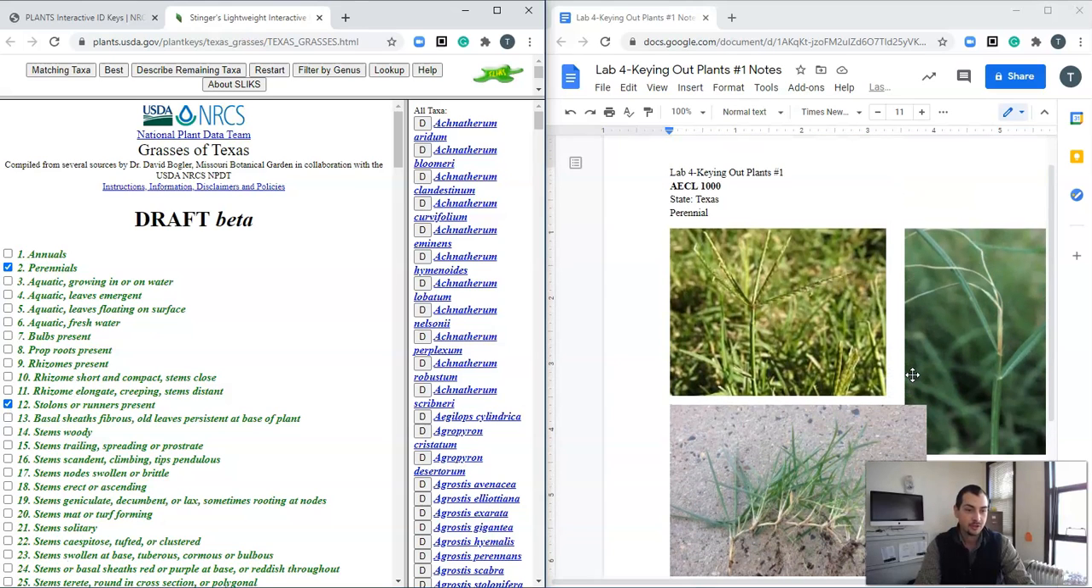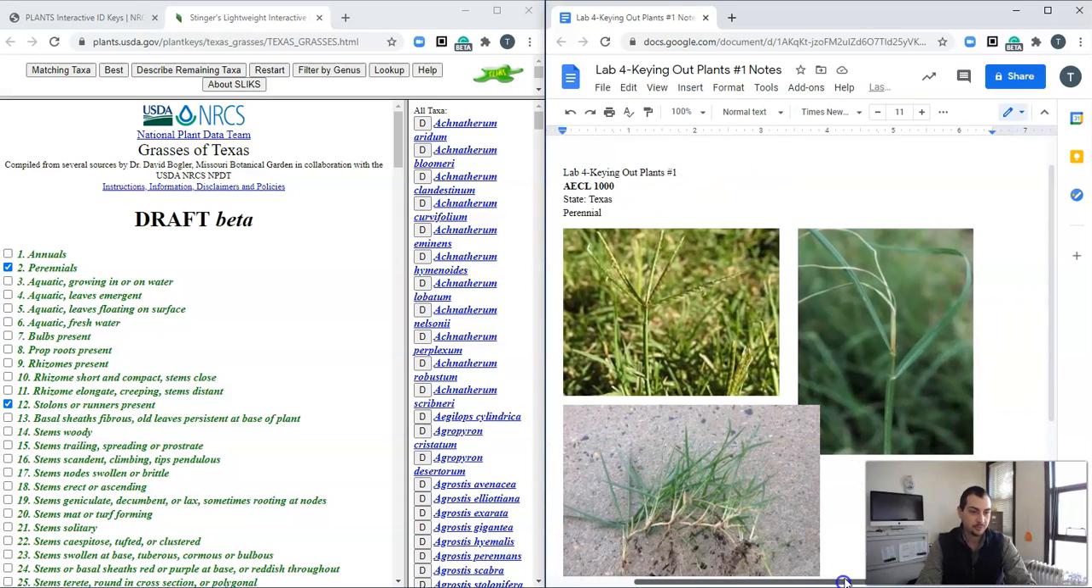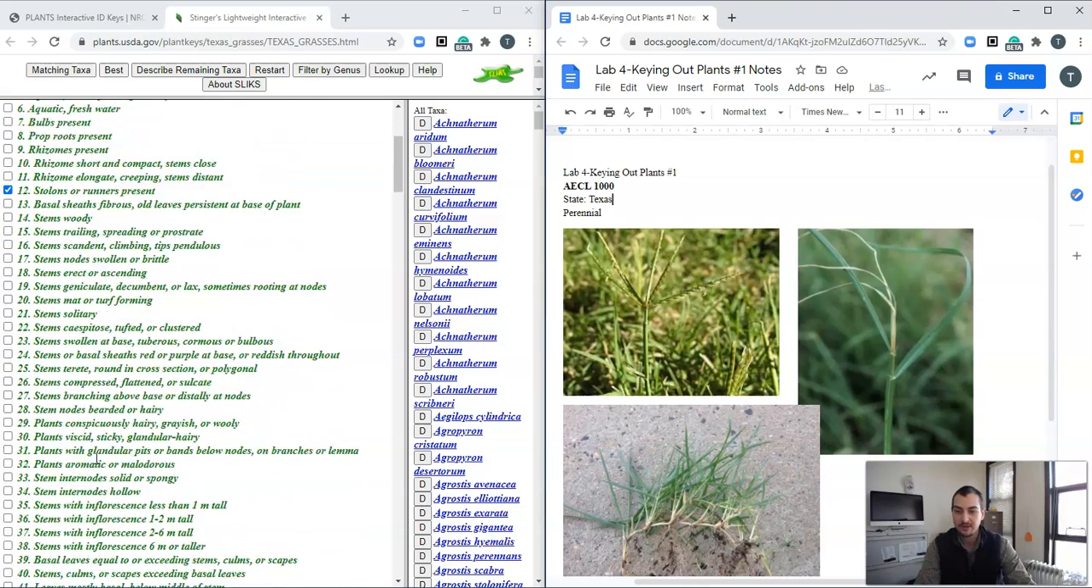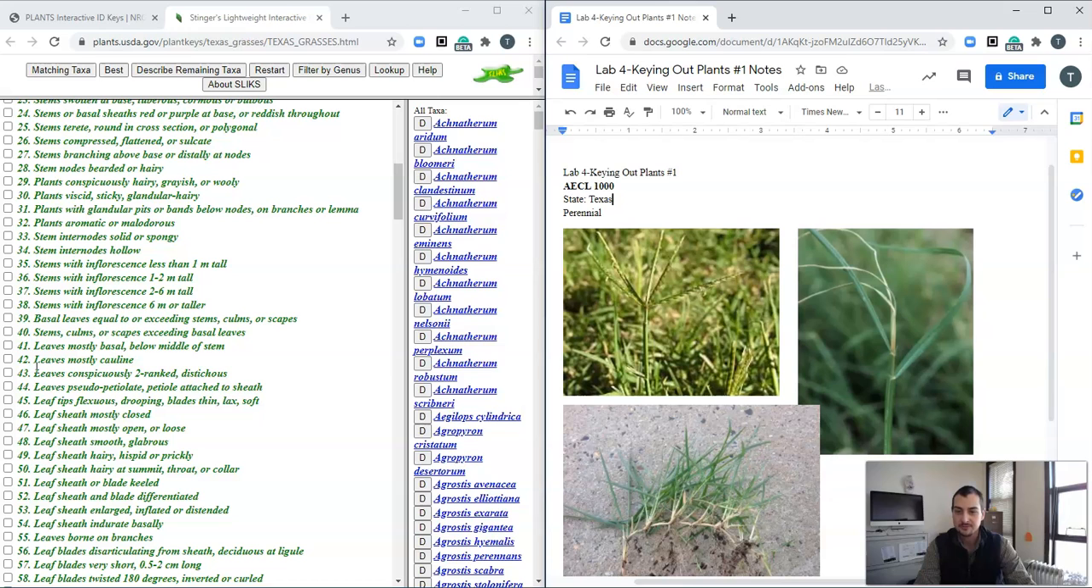If we look closely at this plant, another thing I'm going to notice right away is that we've got flat and linear leaves. Our leaves are going to be flat. They're going to be linear. They look pretty flat. Even down here, they're not really curled all that much. So I'm going to find that. Now we're going to go down here and talk about the leaves.